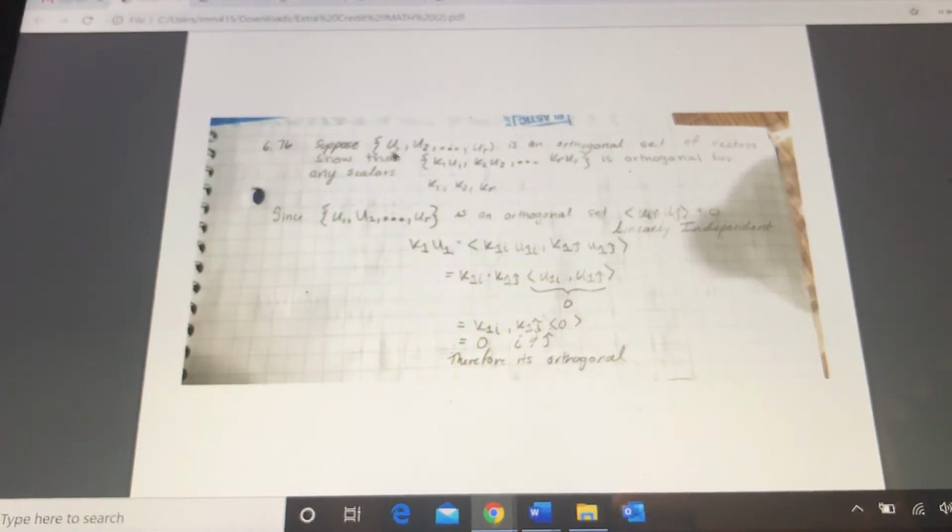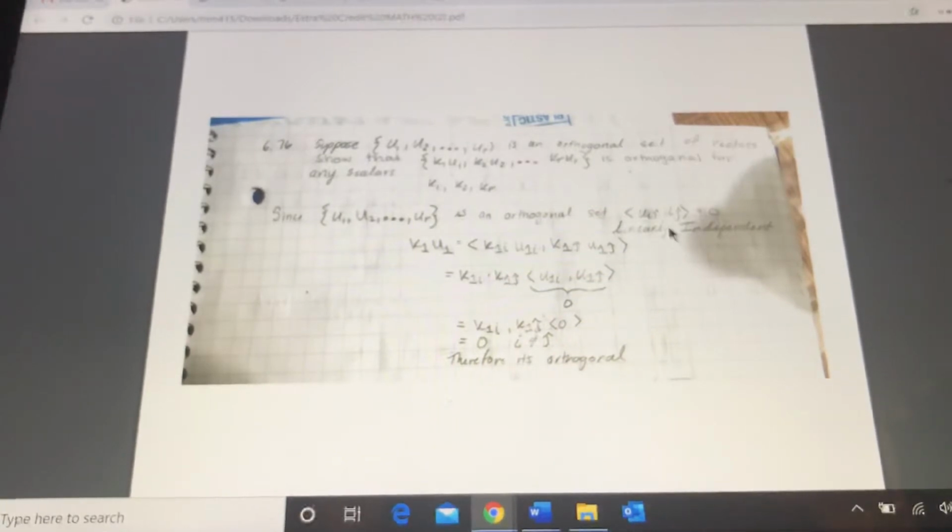Okay, we have the set here. It's orthogonal to the vectors. So we just got to show that the scalars, this set, is also orthogonal with the scalars. We know this is orthogonal, we know it's linearly independent, so therefore they equal 0.